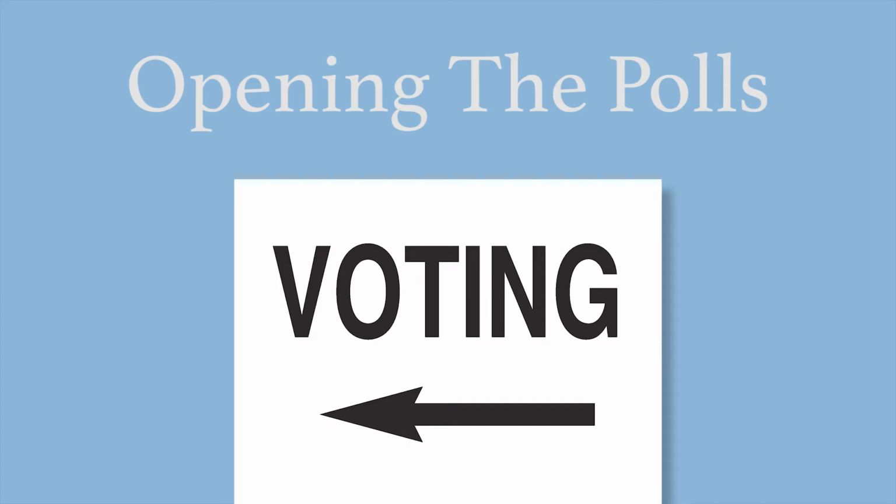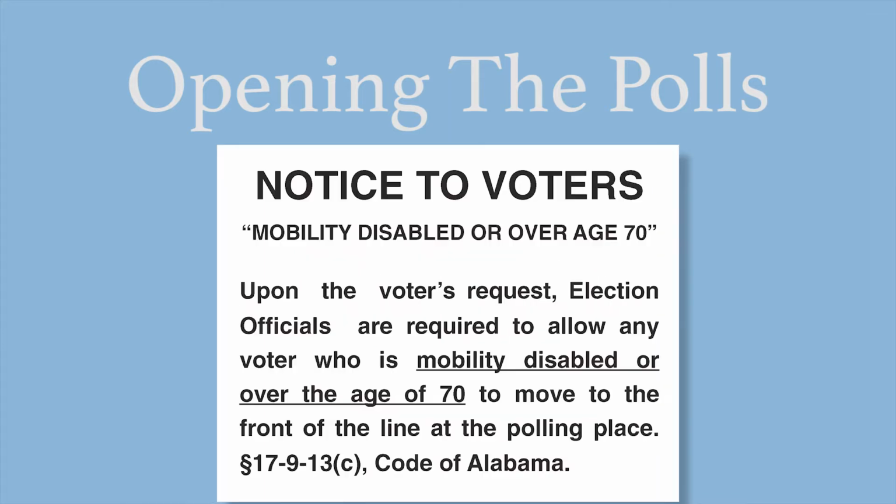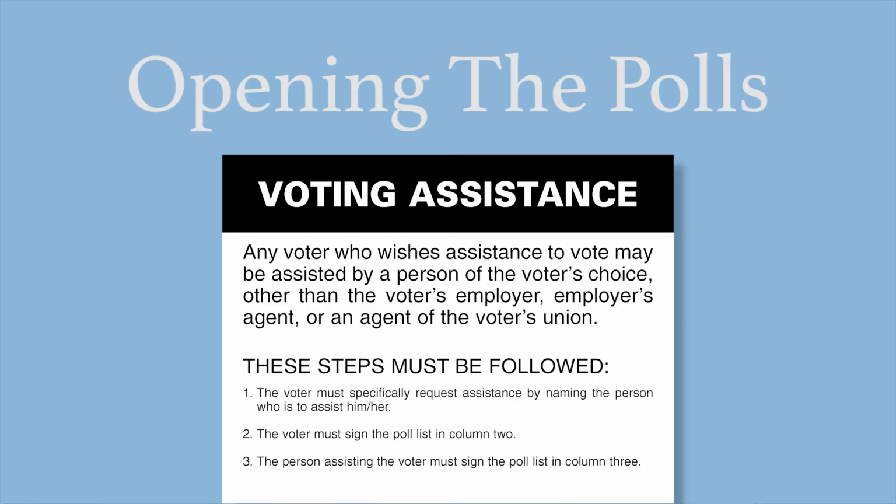Open the contents of your packet, get all the posters and display those posters on the wall. You have a directional sign if you're in a large facility that they need to be directed down a hallway. Place those appropriately. You have also a notice to voters if they are disabled or over the age of 70. If they ask to be moved to the front of the line, they may do so. There is a voter assistance poster. Anyone may assist a voter except the voter's employer, agent of that employer, or a union agent.